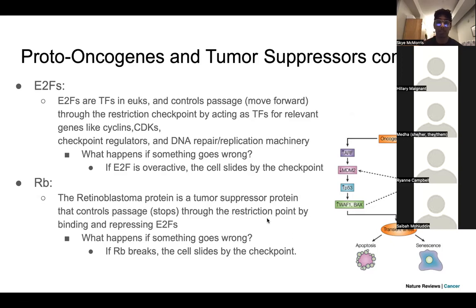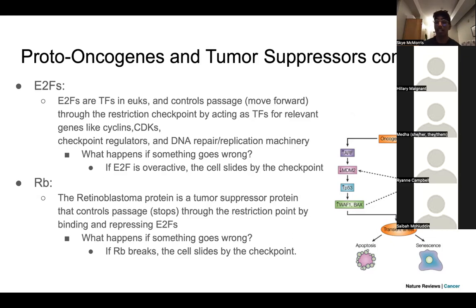So again, if something goes wrong, if you have a loss of function in the tumor suppressor, the cell is able to slide by the checkpoint, because if you have a loss of function, RB is no longer going to effectively bind and control E2F. So E2F is going to be able to carry out its activity and push the cell forward.